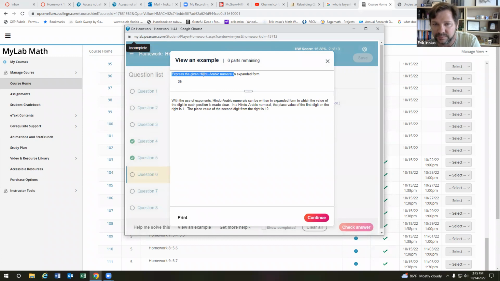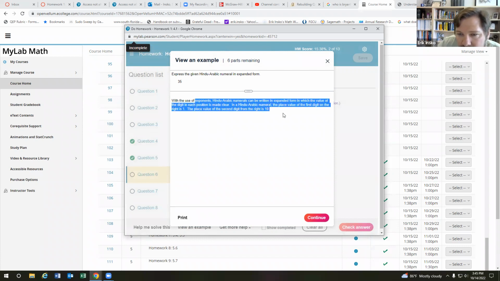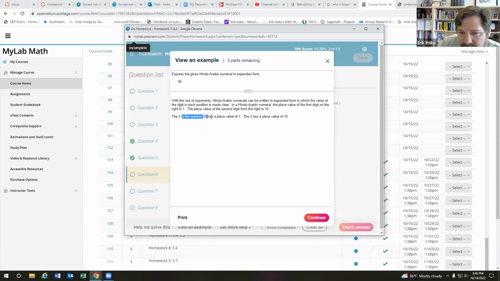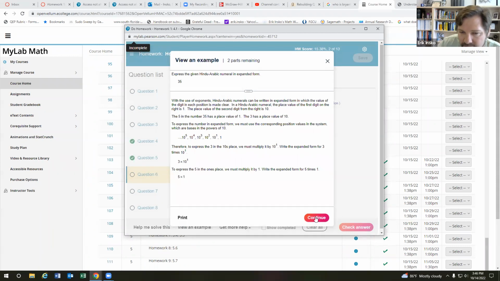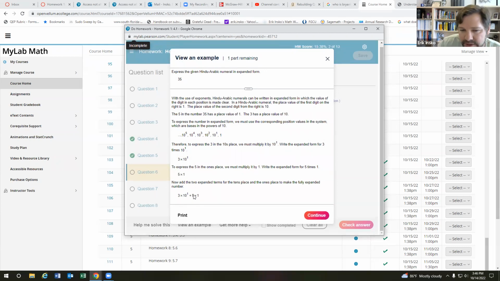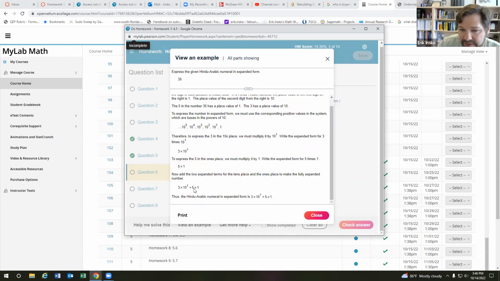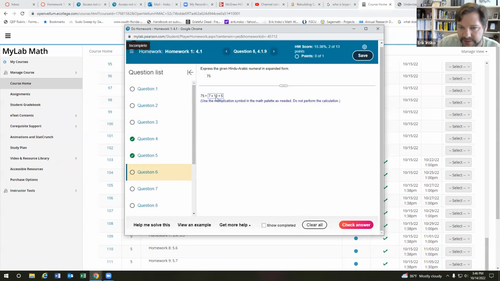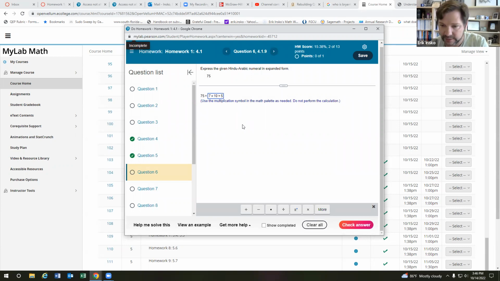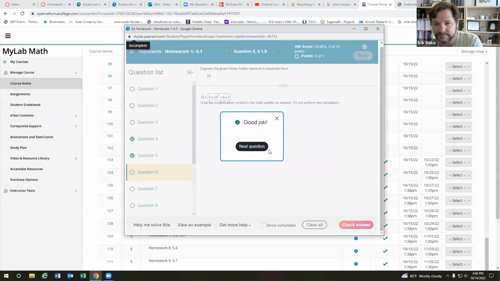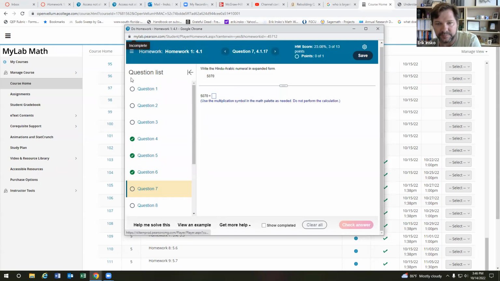So here it tells us how to express the given Hindu-Arabic numeral in expanded form. With these exponents, the 5 in the number 35 is placed as a 1 value, and 3 has a place of 10 value. So we want to do 3 times 10 to the 1, and then 5 times 1. I had the right general idea. I had 3 times 10 plus 5 times 1, but what it wants is 3 times 10 to the 1 plus 5, and not just 5, but 5 times 1. Okay, so that's what I'm missing. So I will go back and plug that in there and plug in a times 1. Check answer. Okay, so there's a good resource while doing these online problems.